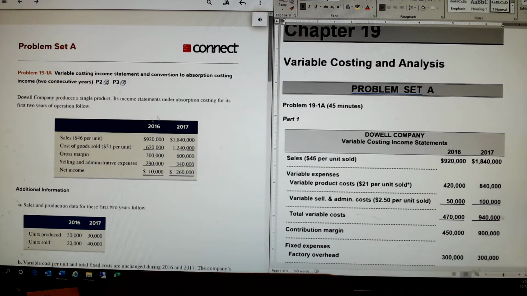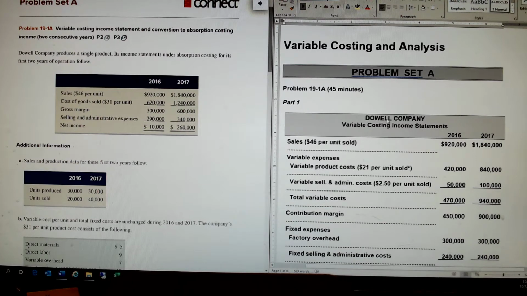So this is absorption costing, which has the format sales minus cost of goods sold, gives you gross margin, minus selling and administrative expenses. Now variable costing has that little bit of a different format. It's the contribution margin format. So starting with this, let's start with 2016. This is where they produced 30,000 units and sold 20,000. So that's why sales for 2016, sales at $46 a piece, which is what they said. No difference in sales, 920,000. Let's just do 16 first, and we'll come back to 17.